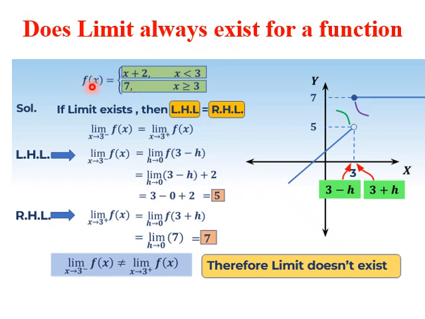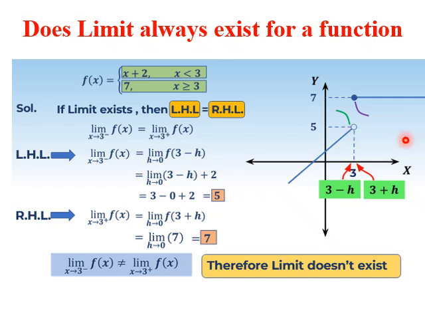So let us plot this for ease of understanding. This is the x coordinate, this is y, this is y equal to f of x. So we'll plot x plus 2 here for x less than 3. So it will be this blue curve. We can see here when x is less than 3. When x is greater than or equal to 3, it is 7.